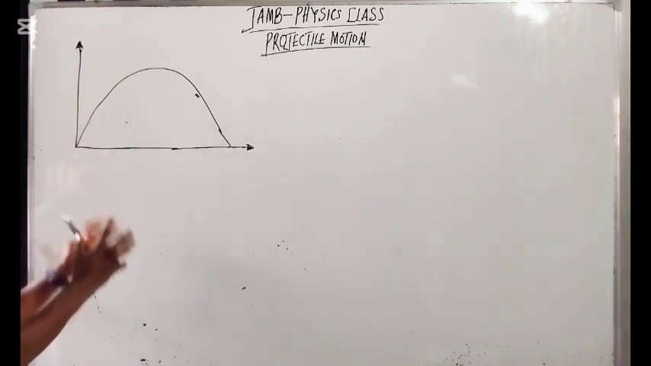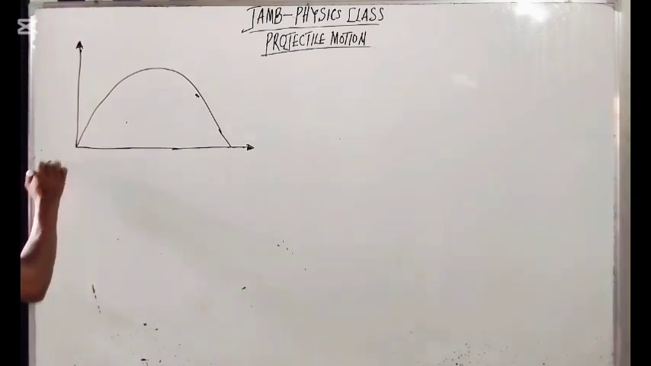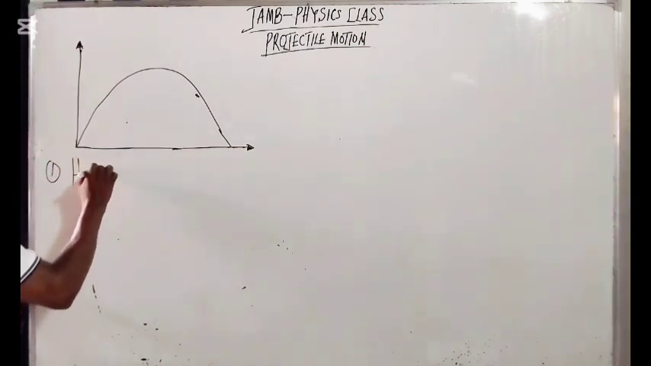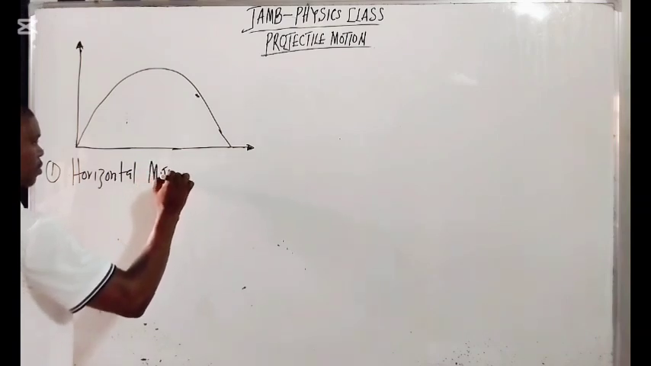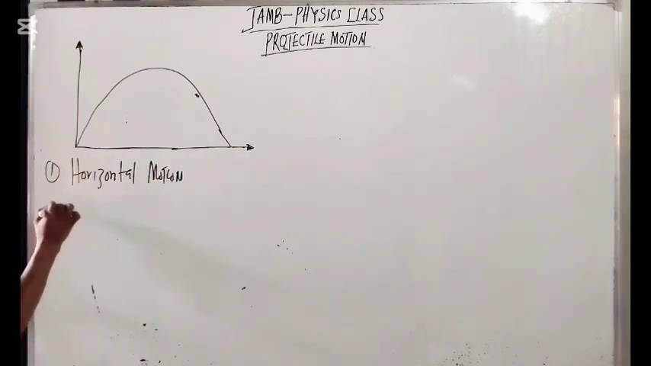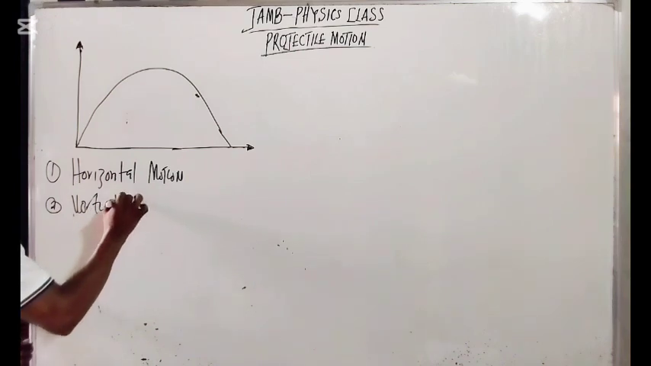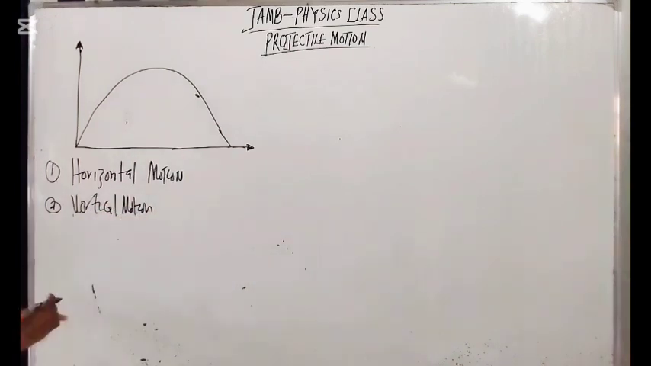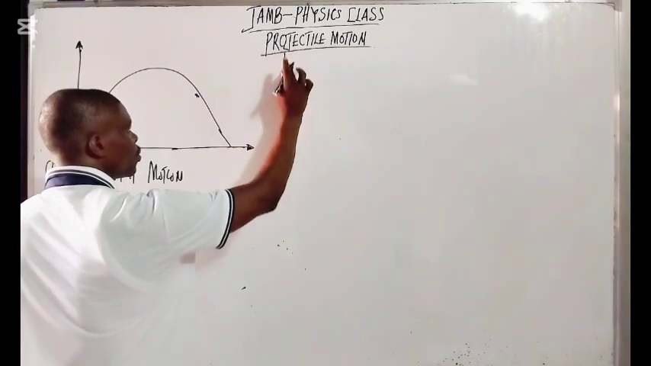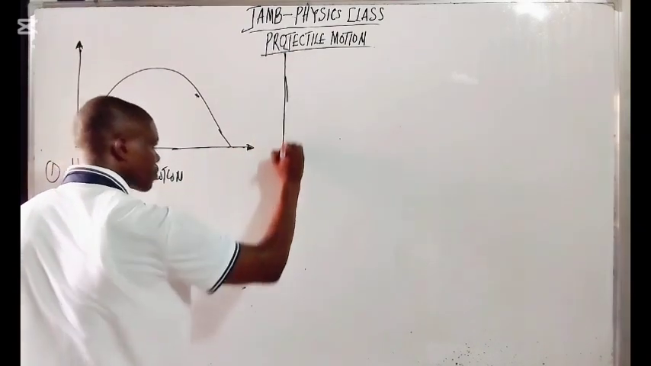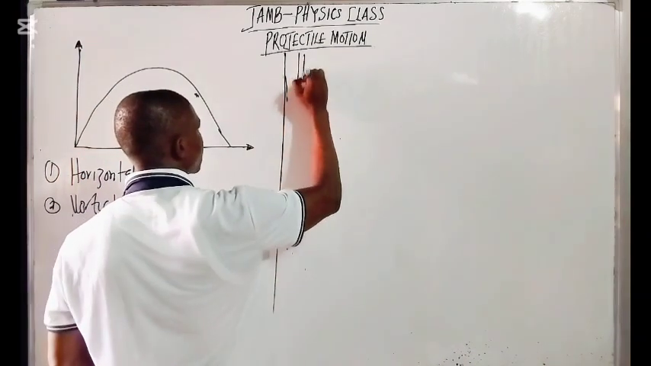So now this projectile motion has two types of motion. The first one is called horizontal motion, and the second is vertical motion. So first of all, let's look at the horizontal motion.